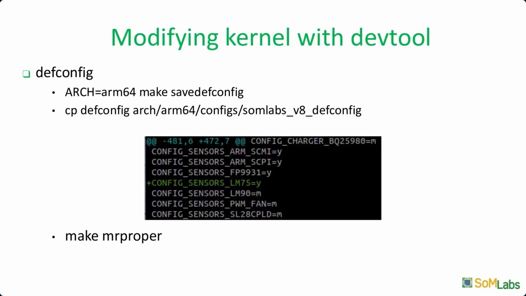Like here we can see that the CONFIG_SENSORS_LM75 line was added to this file, and make mrproper is important because we modified the sources, and in order to build them properly, BitBake will need the sources to be clean. So we need to remove all the partial configuration files. So make mrproper cleans the kernel directory of some temporary files.